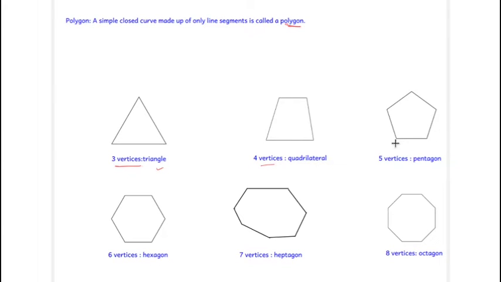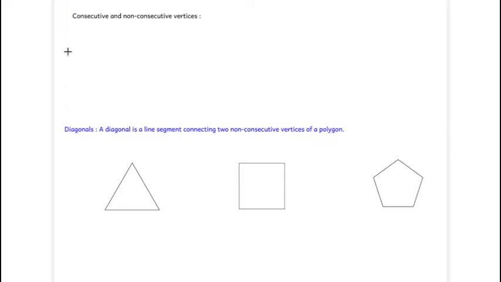Similarly, for 5 vertices, it is called a pentagon. For 6 vertices, it is called a hexagon. And for 7 vertices, it is a heptagon. And for 8 vertices, it is an octagon. Okay. So you have to remember the names. Next is consecutive and non-consecutive vertices.